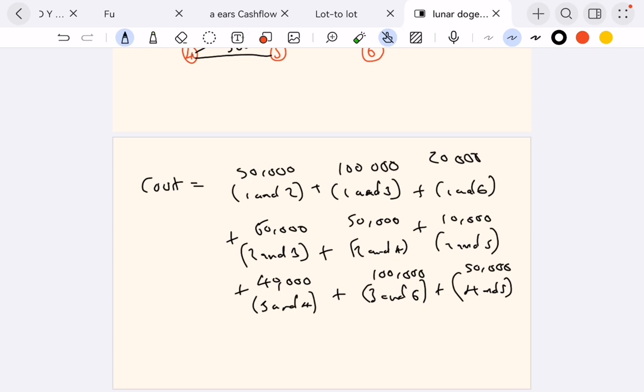Plus 40,000 plus 100,000 plus 50,000, which will give us $480,000. So you see the difference.